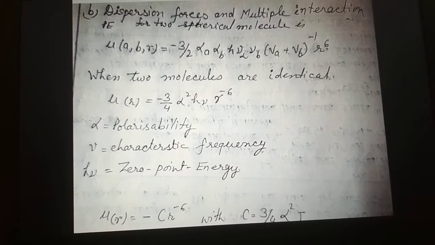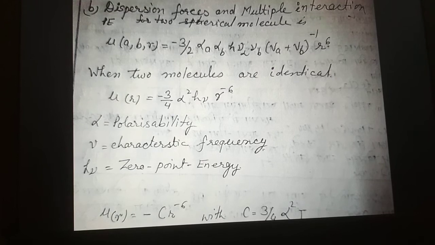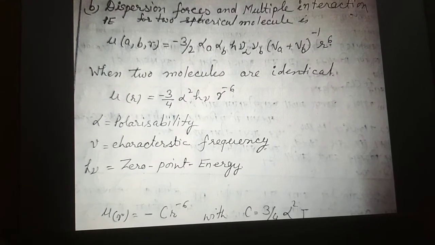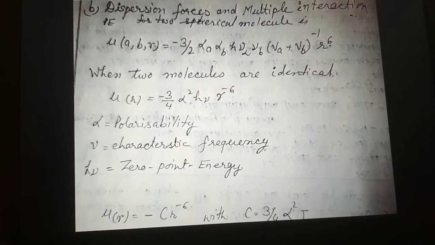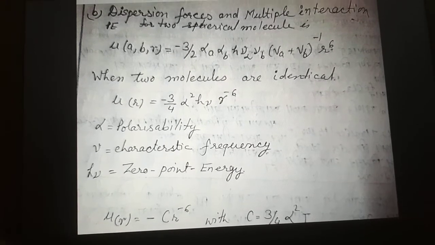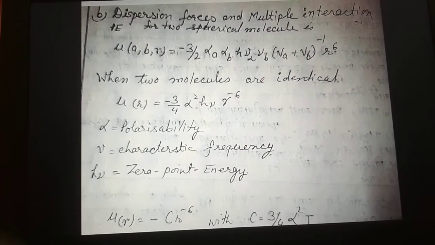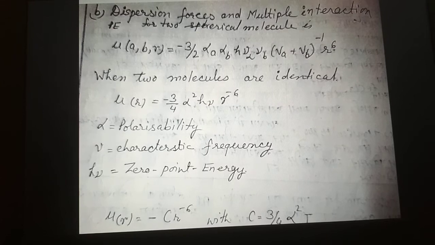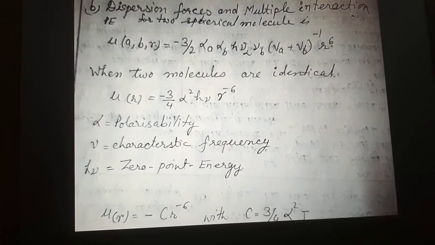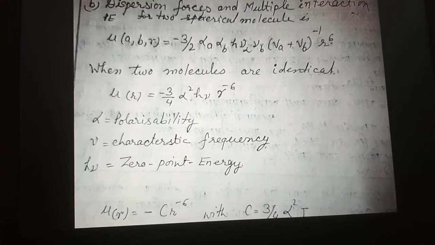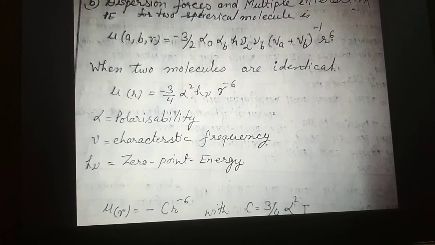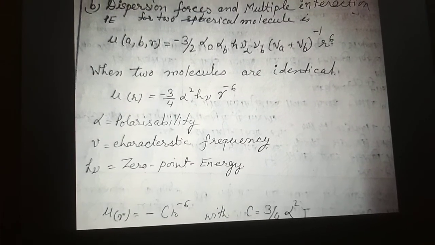The energy h nu can be approximated by the ionization potential of the molecule, so that the dispersion force between molecules of a liquid can be well represented in terms of the independently measurable quantities alpha and I. u(r) is equal to minus C r raised to minus 6, with C equal to 3 by 4 alpha squared I.